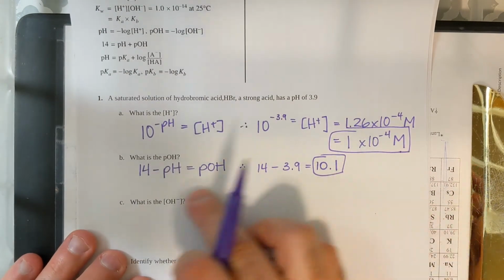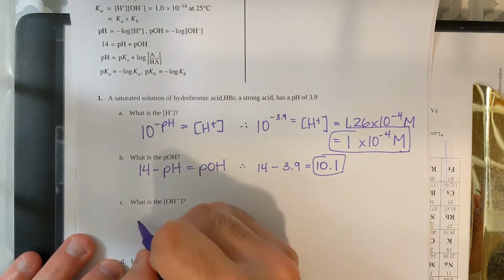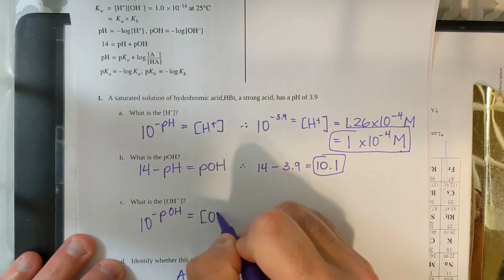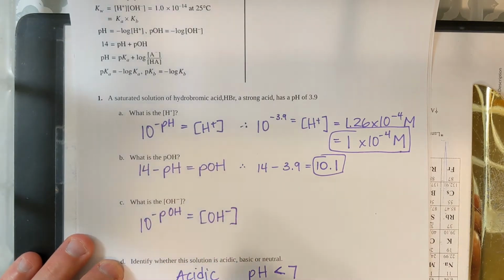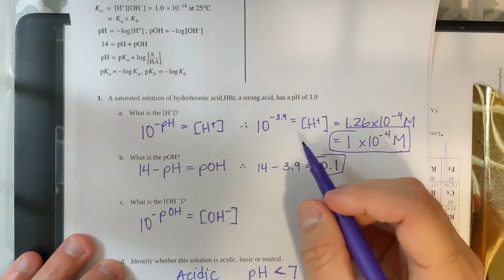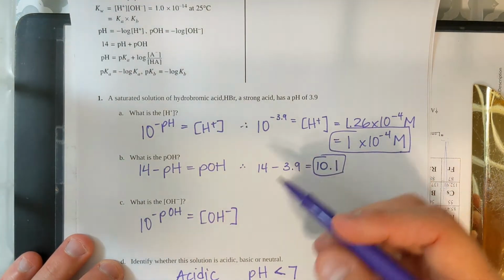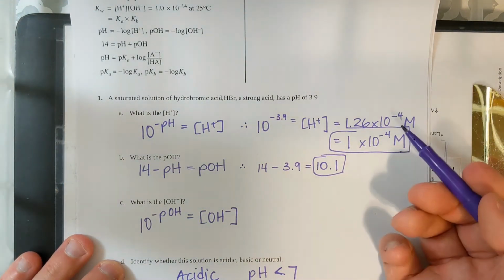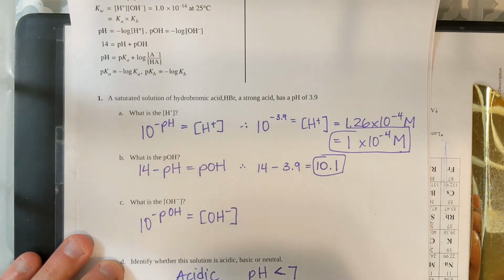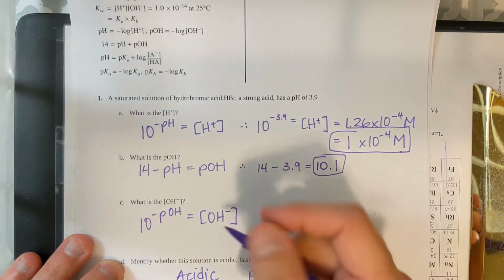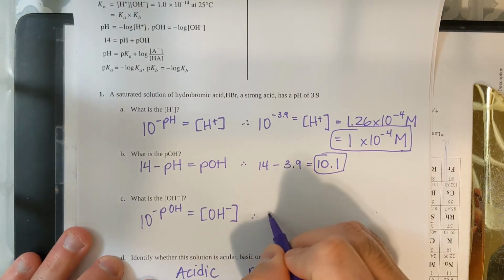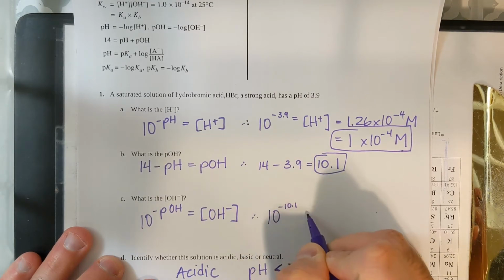Then, since I have my pOH now, it says, what is the concentration of OH minus? 10 raised to the negative pOH is equal to the concentration of OH minus. And remember, if I have a solution, I'm going to have some amount of H plus and some amount of OH minus. If it's acidic, I have more H plus than OH minus. If it's basic, I have more OH minus than H plus. So if it's acidic, this number should be a lot larger than this one. 10 raised to the negative 10.1, yeah, it's going to be a very small number.